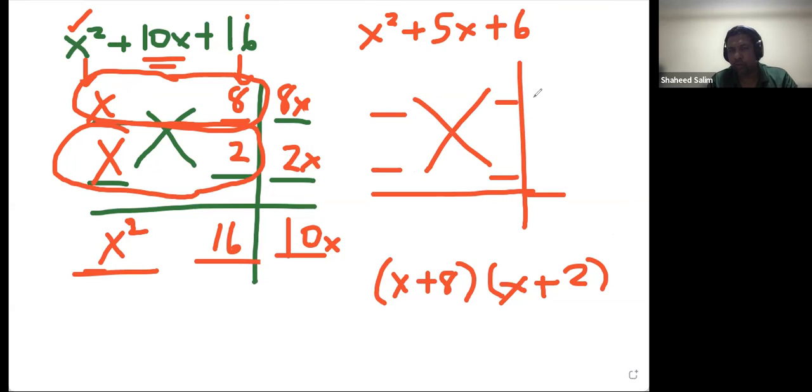After a while, if you do many of these, you can do it mentally. Like I'm giving you the question and you'll be able to do it mentally. Okay, this is called cross multiplication. But you have learned both methods, right, Hassan? Completing the square and cross multiplication, right?